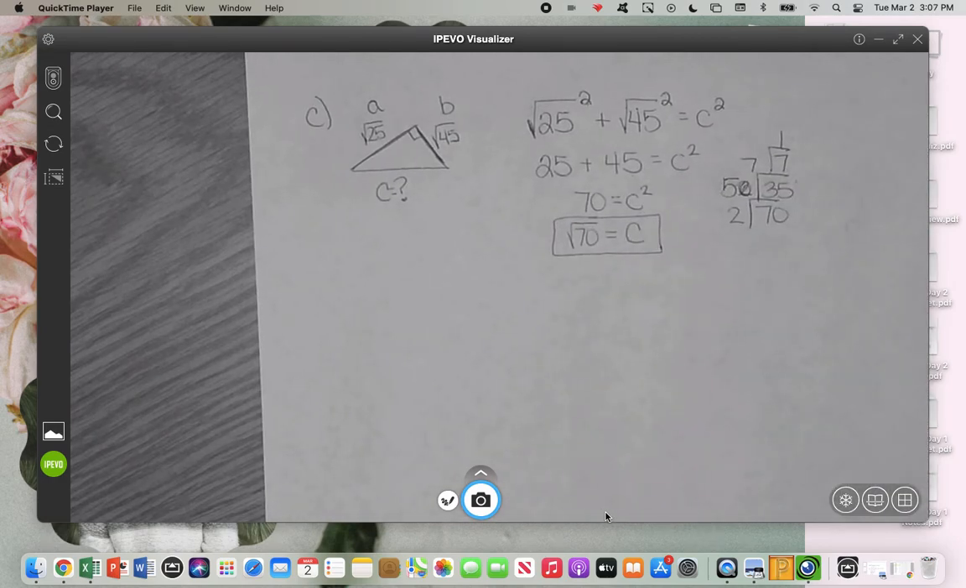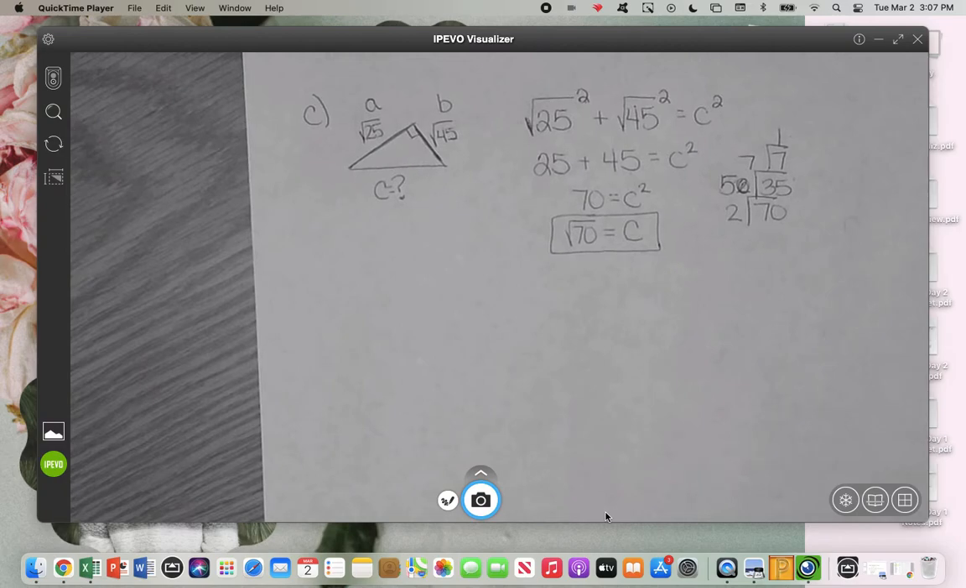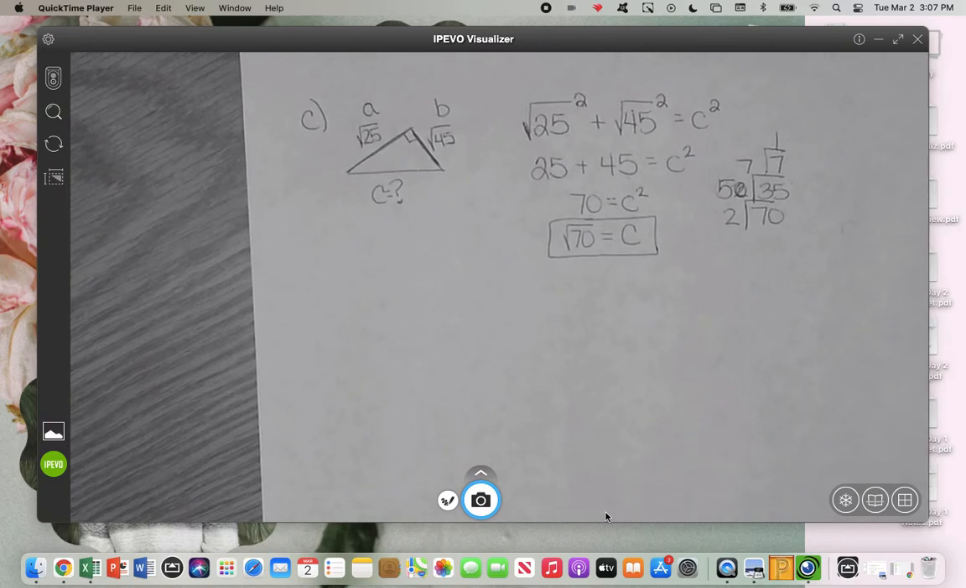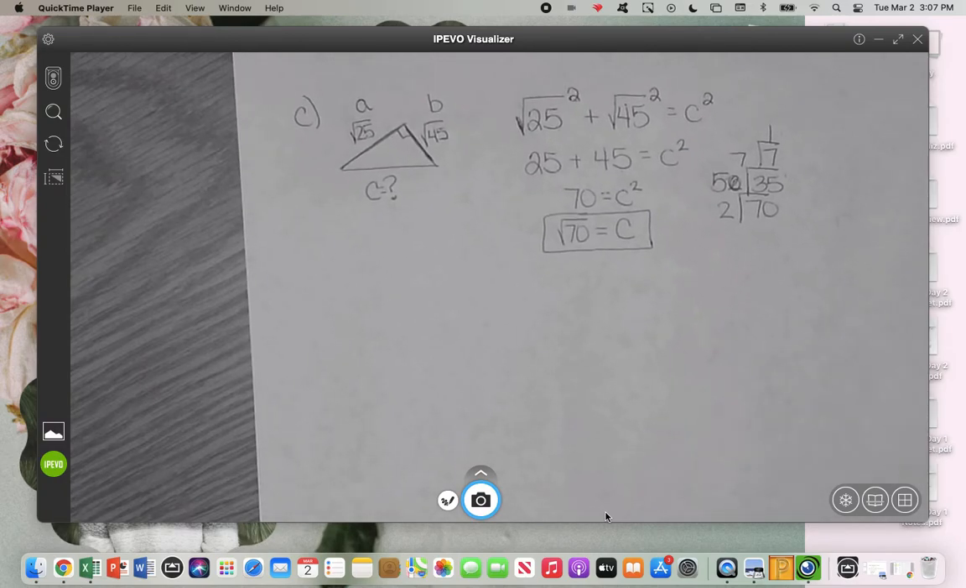Now if I had pairs, I definitely would want to do that. So sometimes you will have whole numbers, sometimes you will have to take the square root. It all depends on the day.